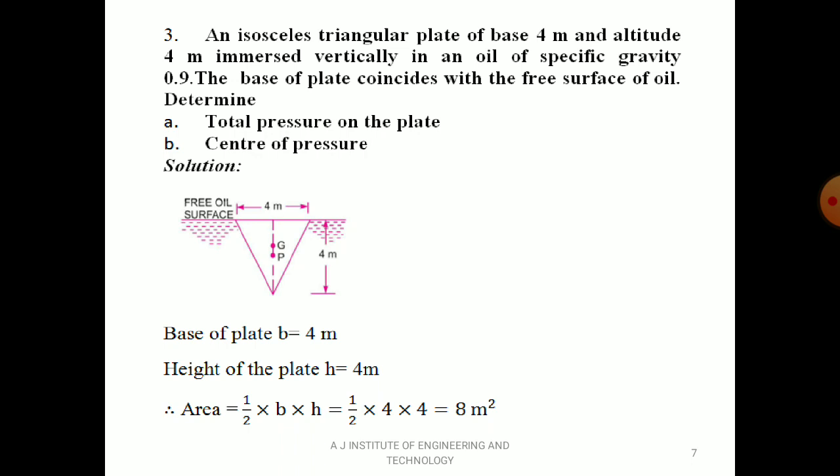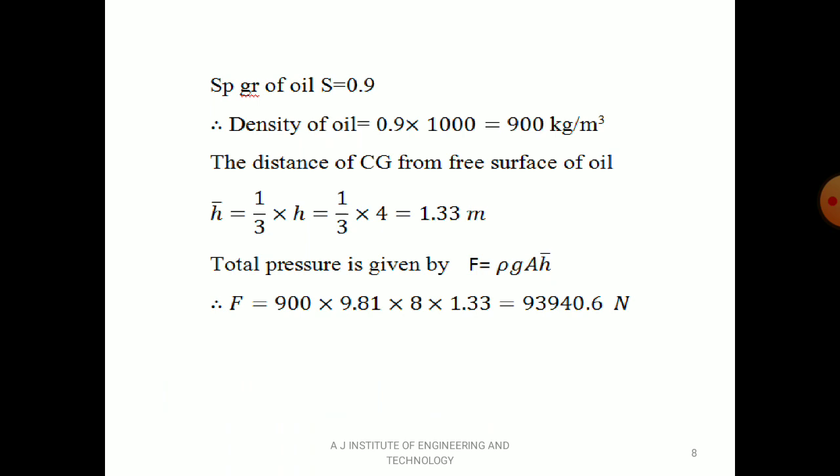Next, base of the plate that is given as, take it as B, that is equal to 4 meter. Height of the plate, take it as H, so that is equal to 4 meter. Therefore area of the triangle is equal to half into base into height. So base it is given as 4 and height it is given as 4. So 1 by 2 into 4 into 4, that is equal to 8 meter square. So specific gravity of oil, that is S equal to 0.9, it is given.